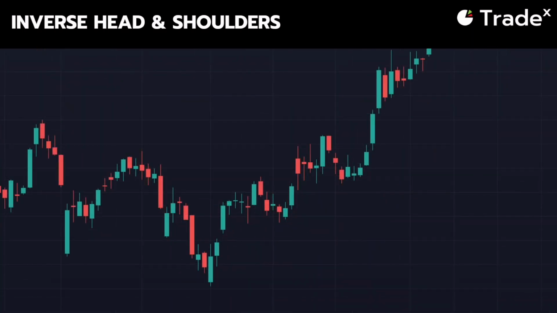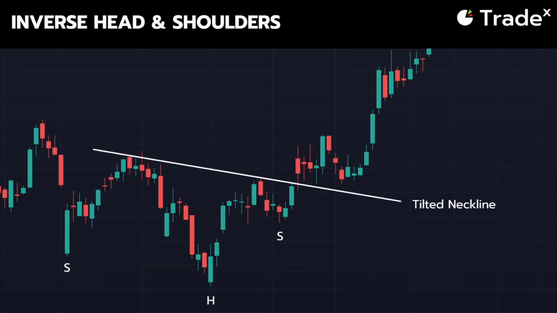In this case, the inverse head and shoulders pattern isn't perfect. The shoulders are misaligned and the neckline is tilted. Despite these imperfections, the same trading strategy applies. One option is to enter the trade after the price breaks above the tilted neckline. Alternatively, for a more cautious approach, traders can wait for the price to pull back and retest the neckline. Once the price establishes a new high, signaling a confirmed trend reversal, it offers a reliable entry point.